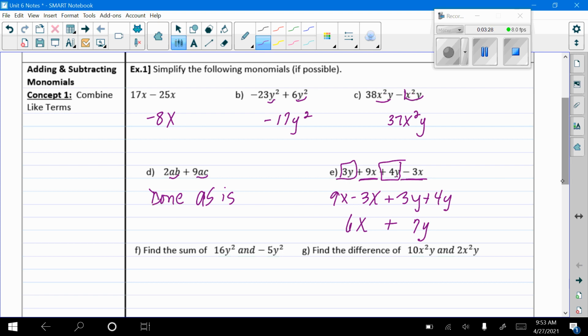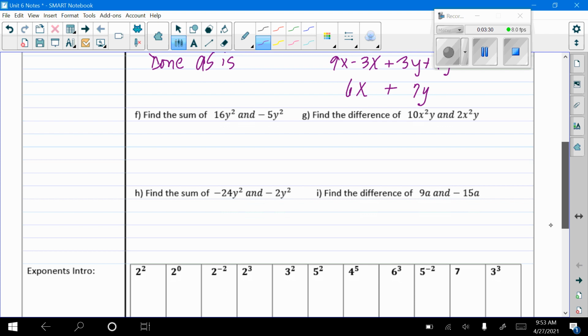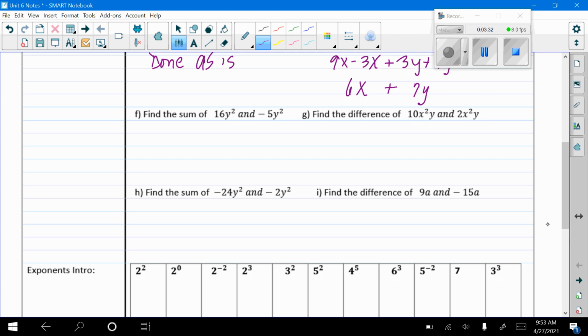The next 4, I'm going to have you write them out and then simplify them, just to work with our signs a little bit. I want the sum, which means I'm going to add them. So if I add 16y squared plus negative 5y squared, that negative right here means it's a minus, remember that? So now I'm going to say 16y squared and take away 5y squared. That gives me 11y squared.